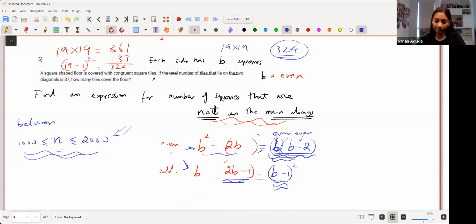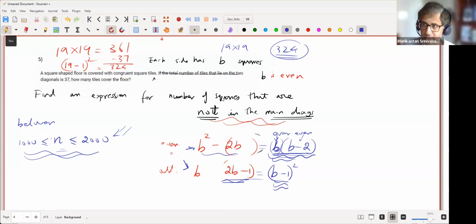So I have a question. Yes, Sana. So n can be any number between 1000 and 2000. How many such numbers can n take, which could be the answers to this question? N cannot be any number from 1000 to 2000, but n has the flexibility to be there, but only certain n's will work to be the number of squares that are not in the main diagonal of some square. Clear, Sana? Good.